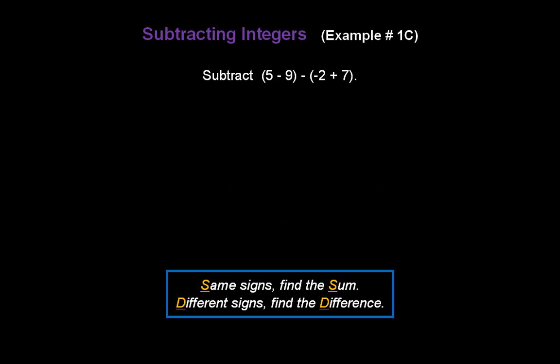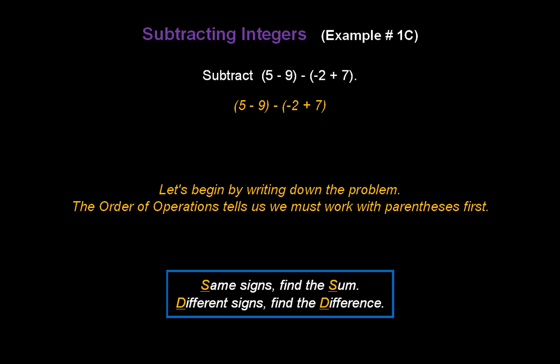Let's subtract 5 minus 9 in parentheses, minus negative 2 plus 7 in parentheses. First, let's begin by writing down the problem. Now, the order of operations tells us we have to work with parentheses first. So we're going to start with the leftmost parentheses, 5 minus 9.